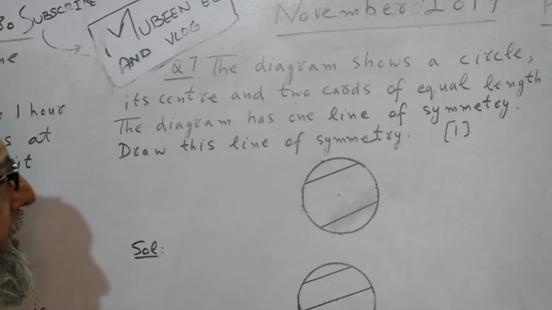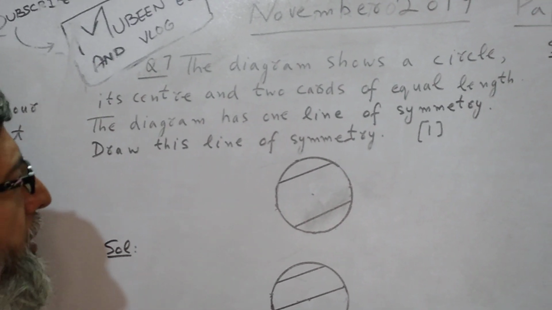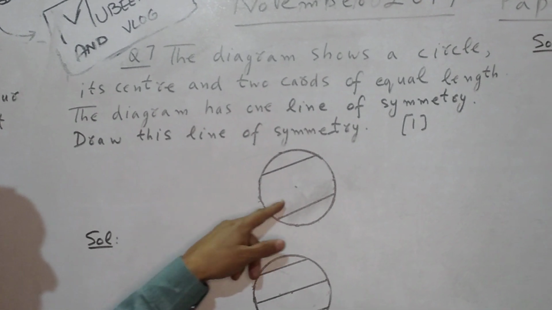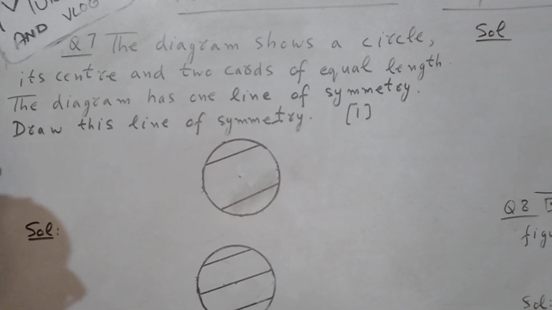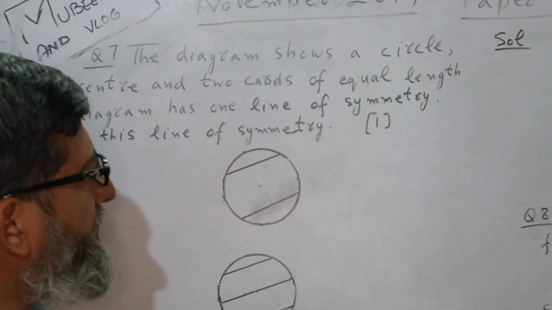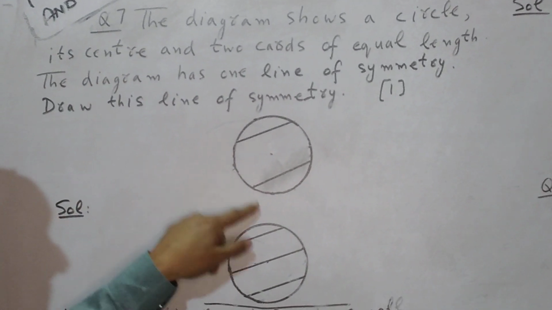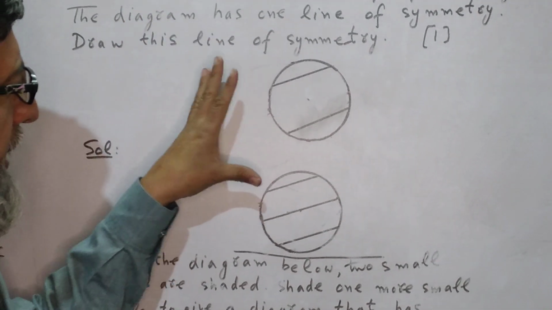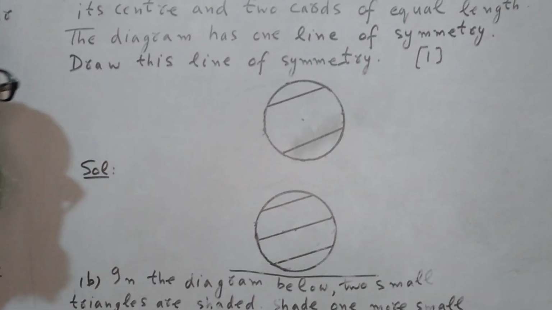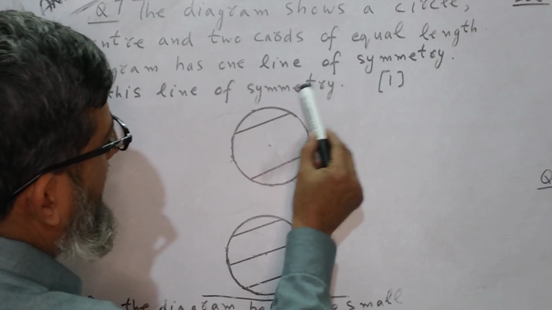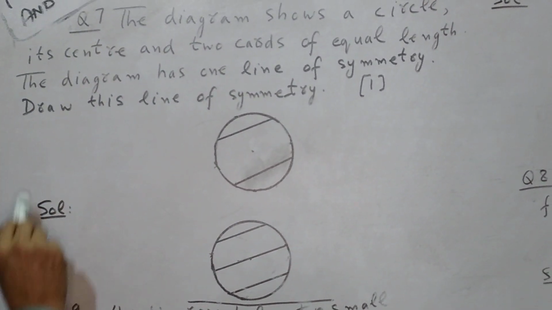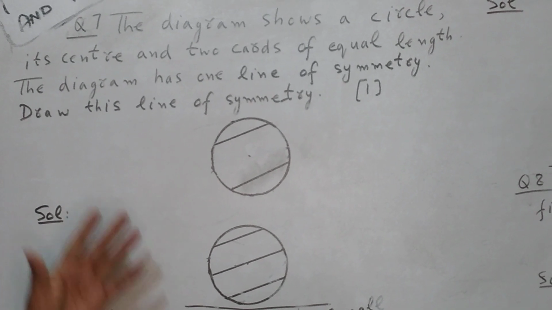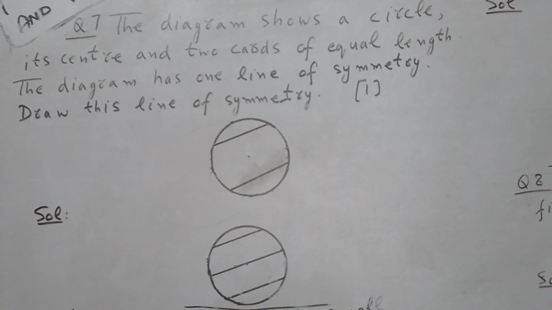Here it is said that the diagram shows a circle, as you may see here, and its center, this point is the center, and two chords of equal length. This is the first chord and this is the second chord. These two have the same length. The diagram has one line of symmetry, so draw this line of symmetry. So actually we have to find that line of symmetry which should be in the circle.